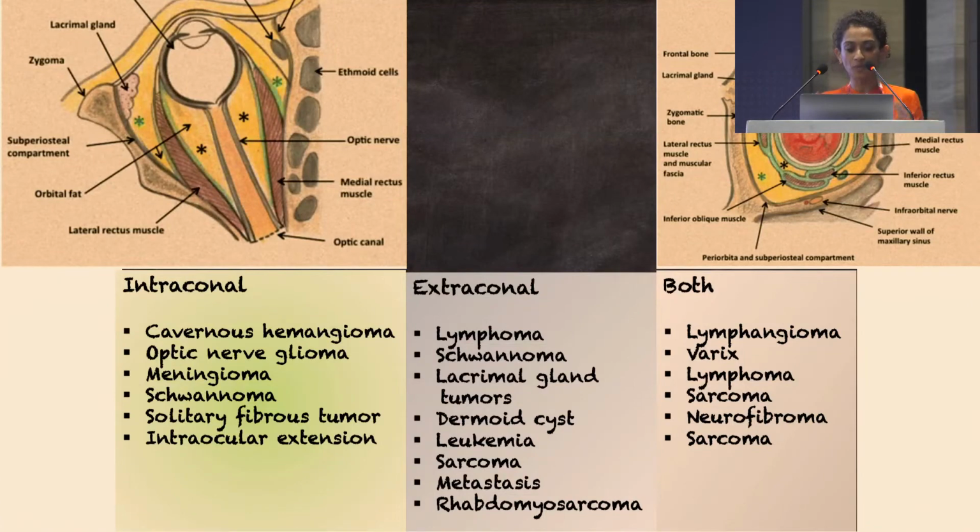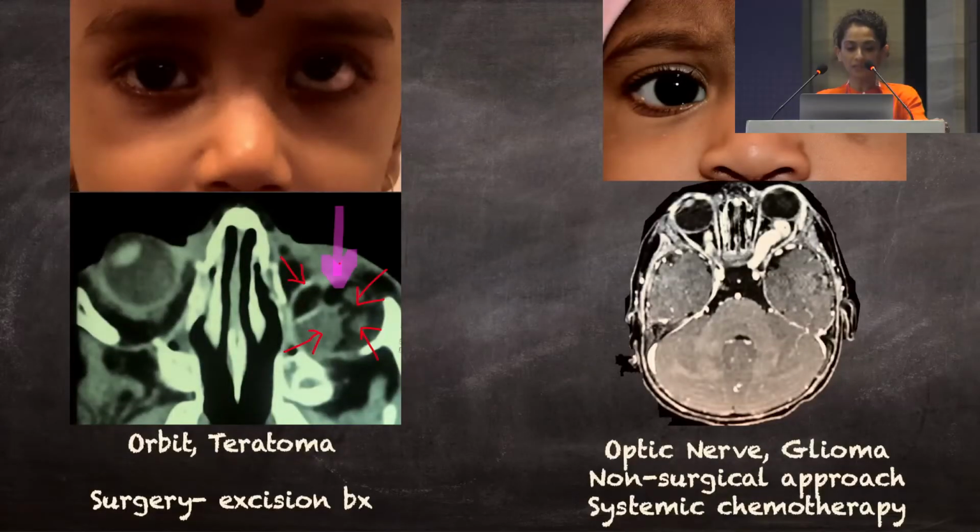Another very broad classification, the third, is depending upon the location. It could be intraconal, extraconal, or both intra and extraconal. And this is the list of tumors that we come across. Now, we'll go through a few important tumors from pediatric to adults.